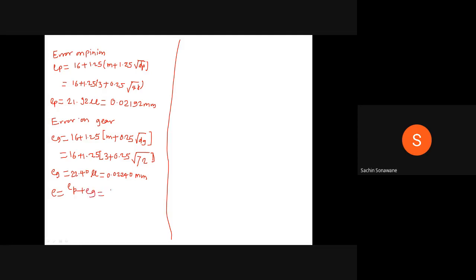Therefore, write down 0.2192 plus 0.2240. Therefore, write down total error. Total error E is equal to how much? 0.4432 mm. Therefore, now we will substitute all the values in the equation of dynamic load.